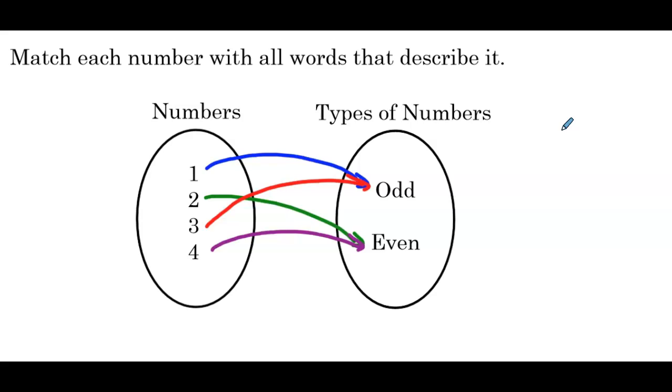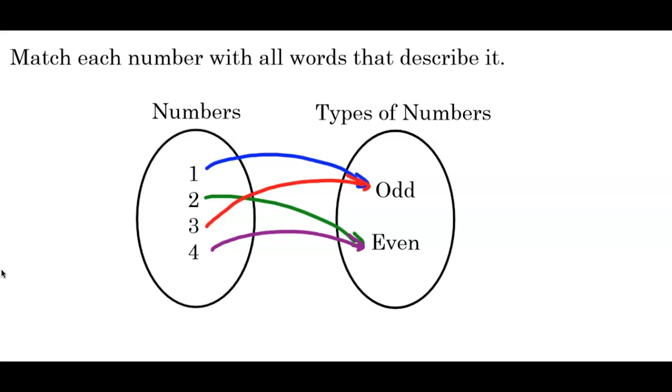So the biggest difference that we notice is when we input our numbers to the machine, now it only outputs one word, either odd or even. So we still have a relationship, but now it's a special type of relationship that only gives us one word for every number we input into that machine. Now we have a name for this special type of relationship, and it's called a function.